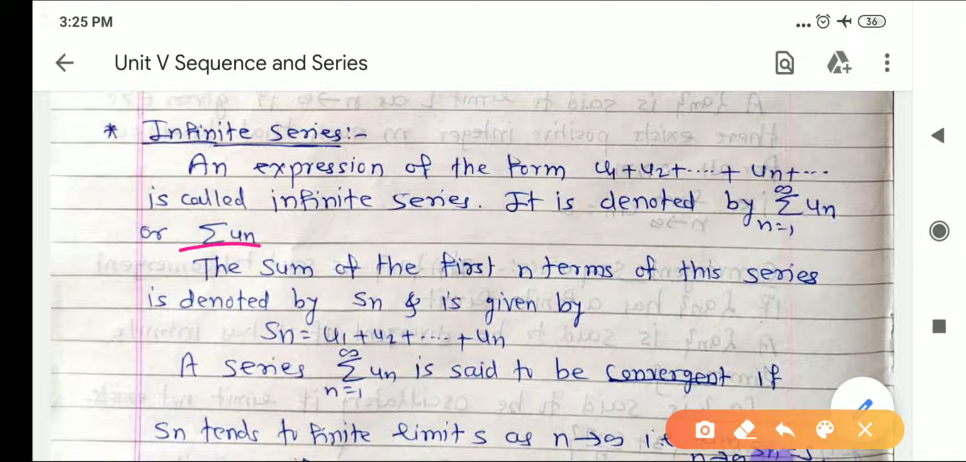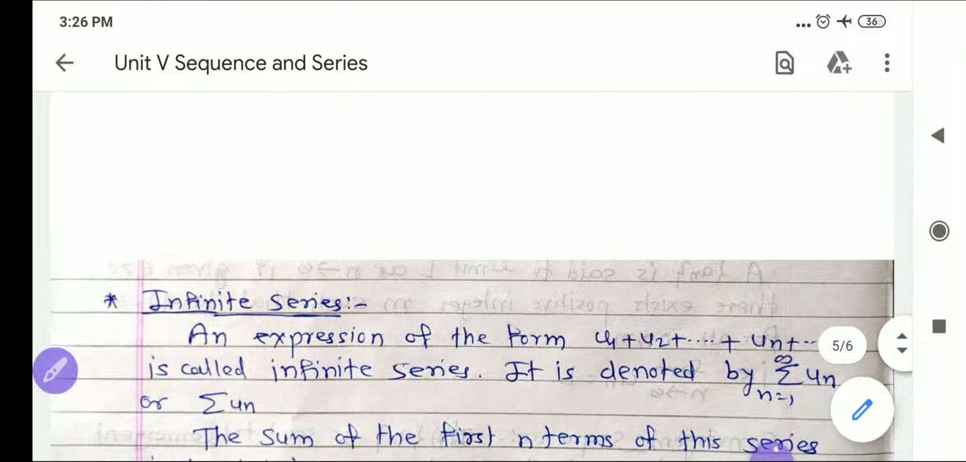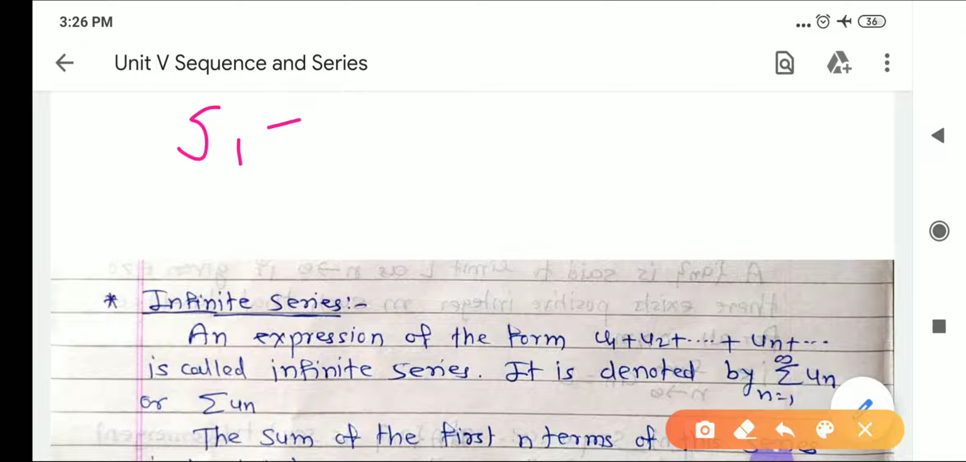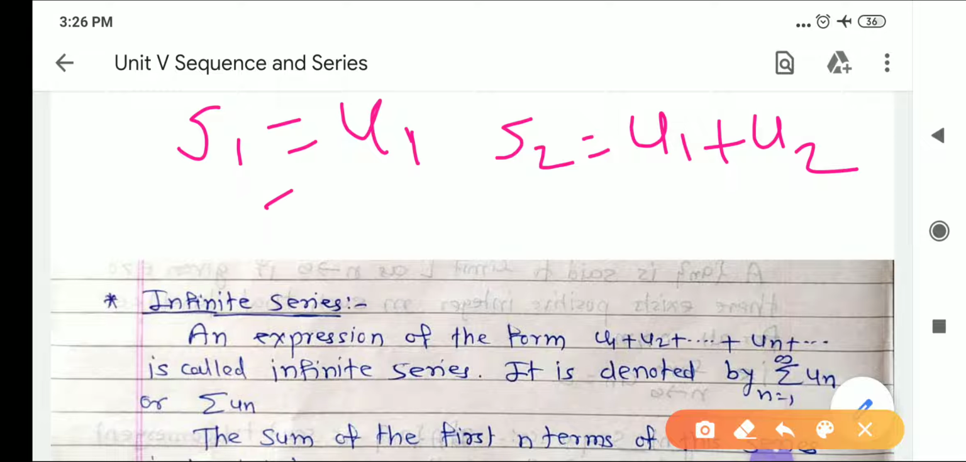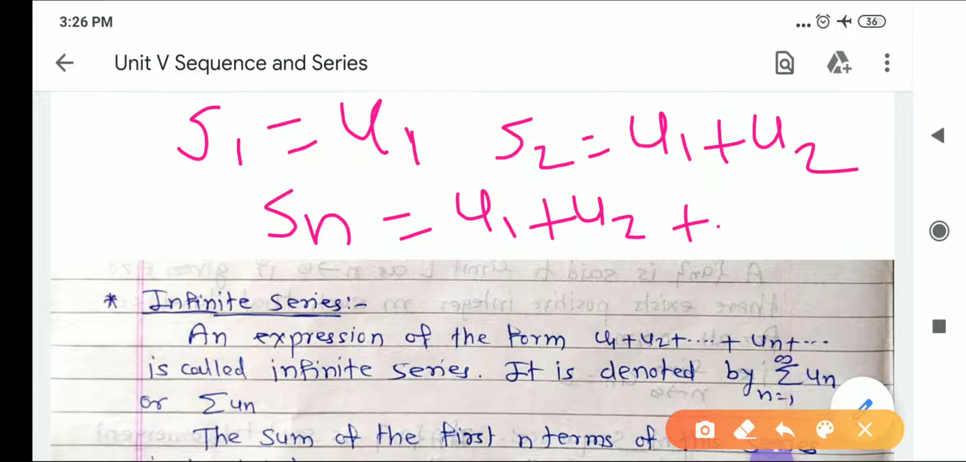So how do we find the sum of the first n terms of this series? The sum of the first n terms of this series is denoted by Sn, and is given by Sn equal to u1 plus u2 plus and so on plus un. So how do we write S1 here? S1 is the first term of the series, u1. Okay, S2, how do we write? S2 is the sum of the first two terms, that is u1 plus u2. In this way, what is Sn? Sn is the sum of the first n terms of this series.